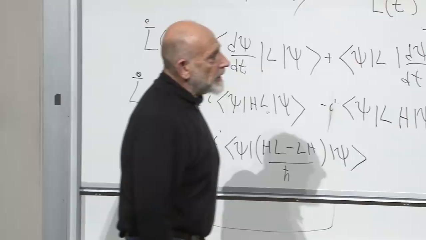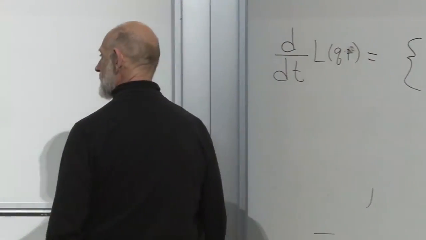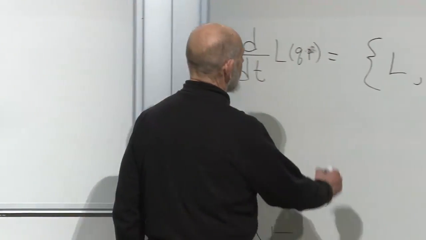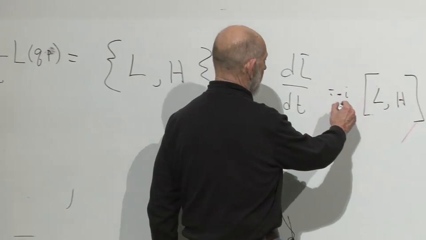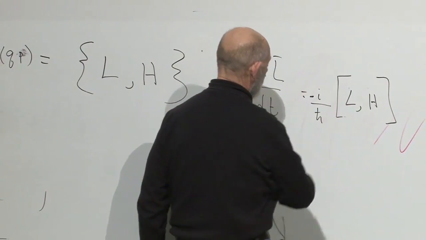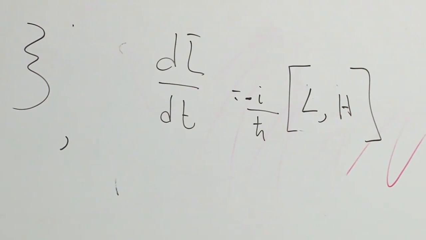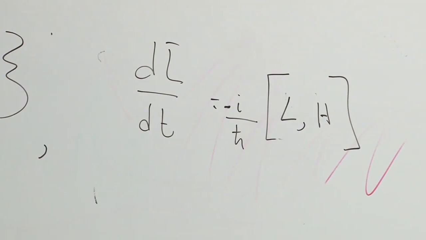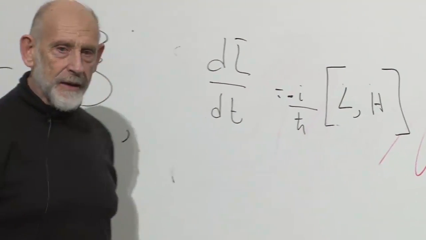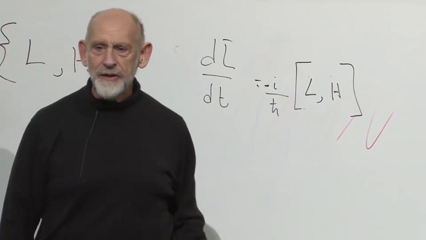So really the right equation, including the constants, is dL/dt is 1 over h bar here. 1 over Planck's constant. Planck's constant is a small number, so this looks like it's very big. But on the other hand, this is L times H minus H times L.